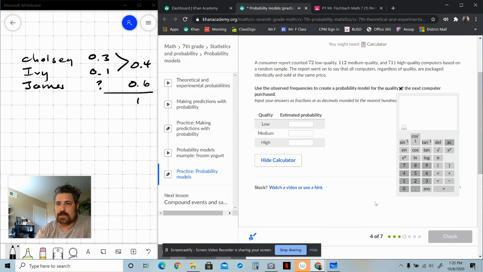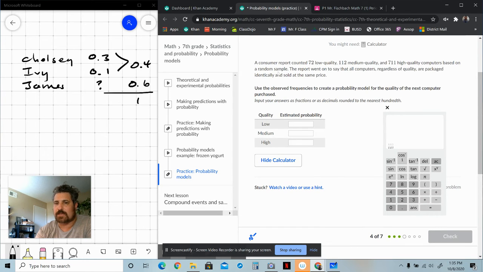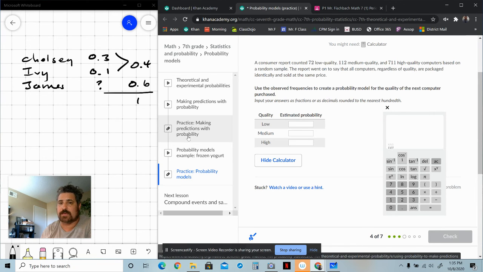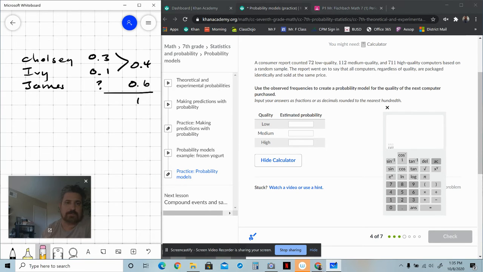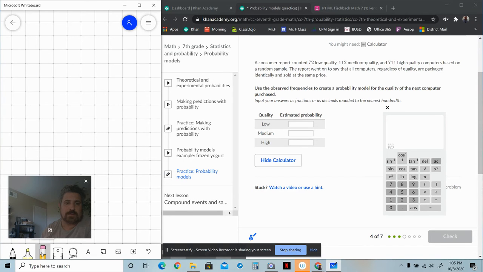All right, the next one says, a consumer report counted 72 low-quality, 112 medium-quality, and 711 high-quality computers based on a random sample. The report went on to say that all computers, regardless of quality, are packaged identically and sold at the same price. Okay, fair enough. So let's investigate this. It says use the observed frequency to create a probability model for the quality of the next computer purchase.